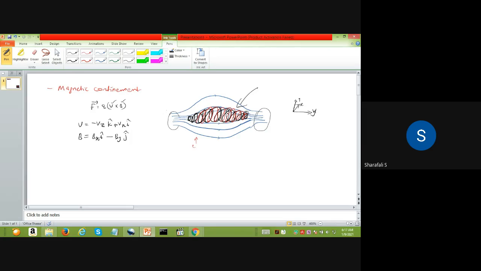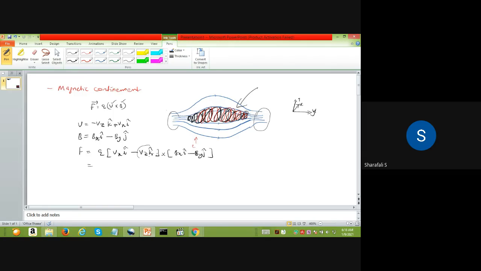Okay, so at this point, this will give force equal to Q into (Vx i cap plus Vz k cap), which has to be cross producted with (Bx i cap minus By j cap). So if you take this cross product and all those things, just check what will happen to that i cap.